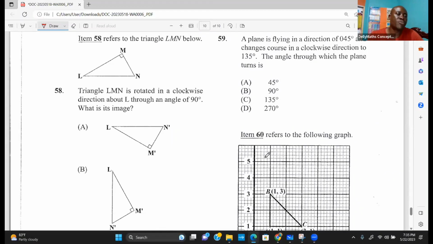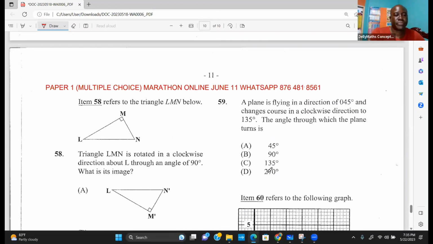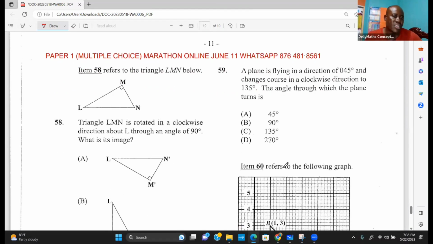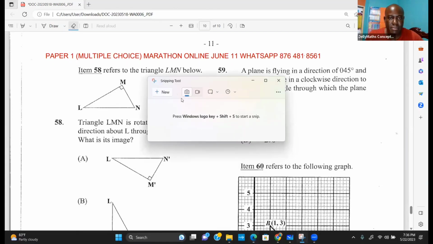So they've gone into transformation now. Triangle LMN is rotated in a clockwise direction. Remember, they're paying attention to this. You know what, let me snip it, just to give you some context to what we're doing. Let's snip this.